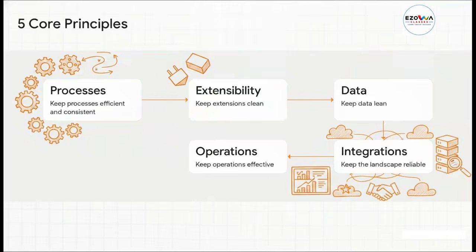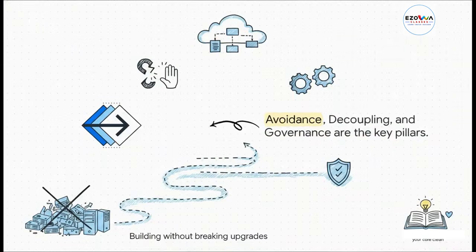For our final rapid-fire revision, just remember the RISE with SAP Clean Core framework demands exactly 5 things: efficient processes, clean extensibility, lean data, reliable integrations, and effective operations. These 5 pillars are what ensure your entire IT landscape remains agile and robust. To wrap up this explainer, a successful Clean Core strategy really comes down to the avoidance of bad habits, completely decoupling your custom logic, and strict governance. It is officially time to build without breaking upgrades.